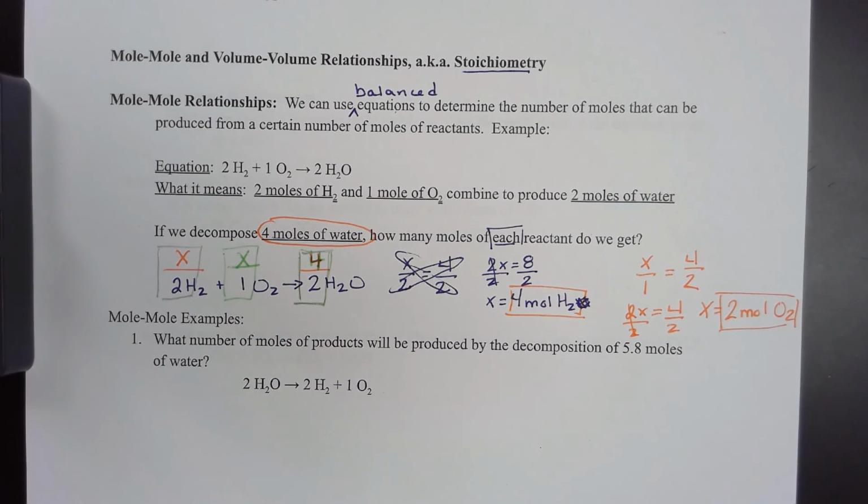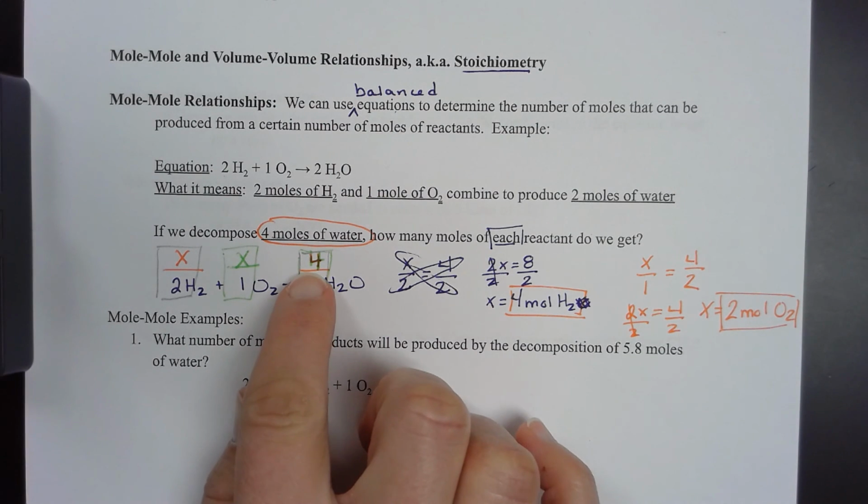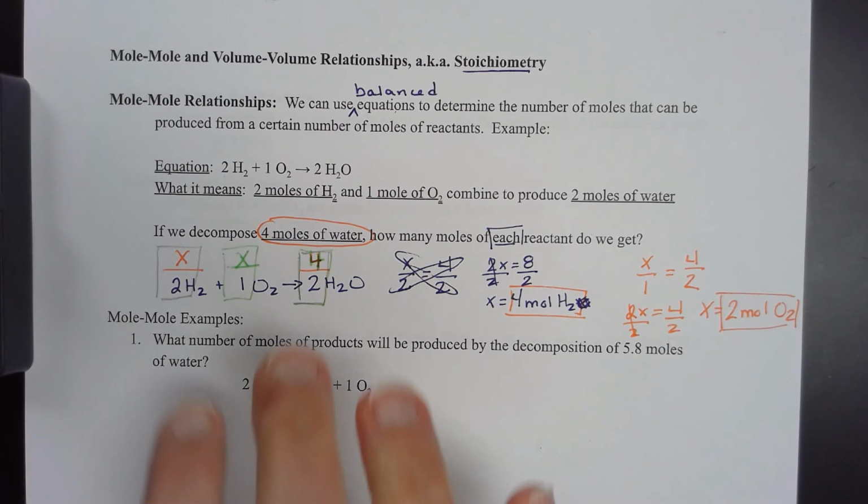You will do the same thing if you do volume to volume. You just put what volume you're starting with or ending with, and what you're looking for is the X.